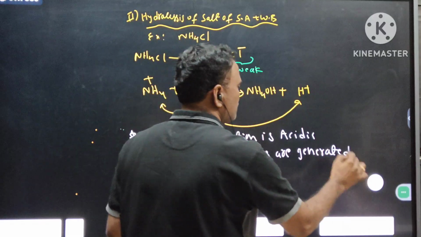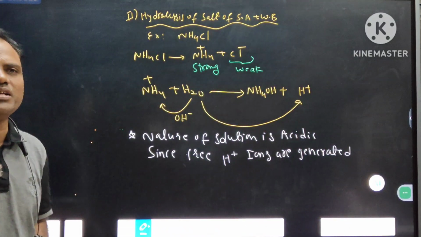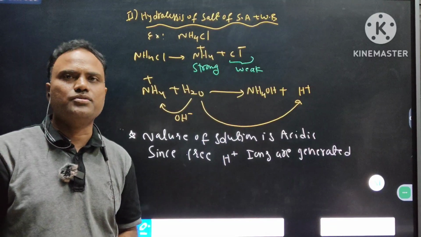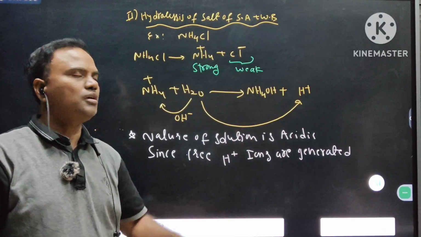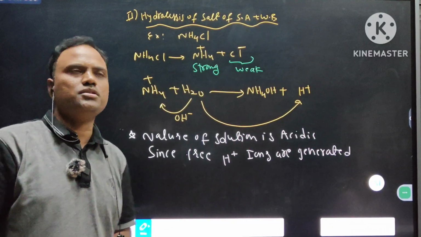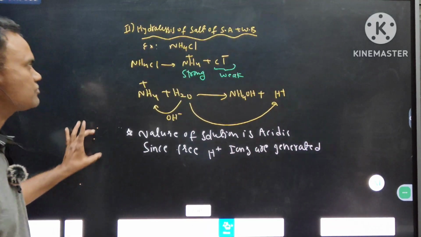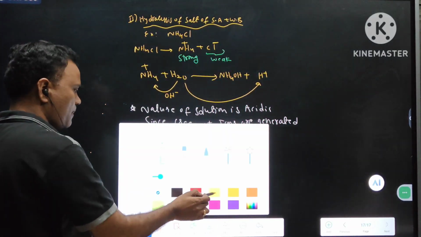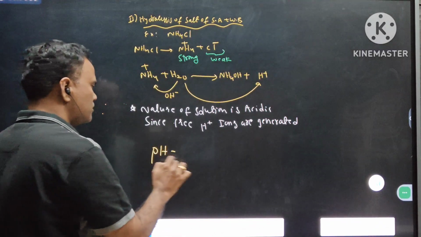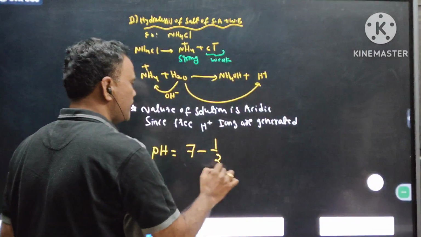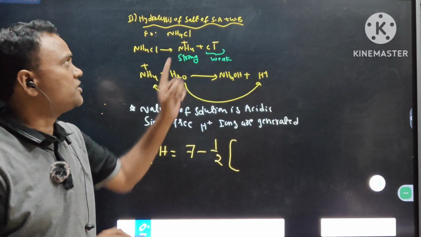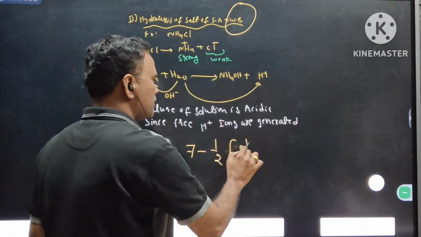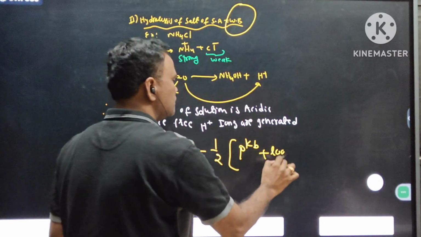So guess the pH value: 7 minus something or 7 plus something? 7 minus, because for an acidic solution pH is less than 7. So next, the third formula: pH is equal to 7 minus 1 by 2, whichever is weak here, the base, so take pKb, plus log C.